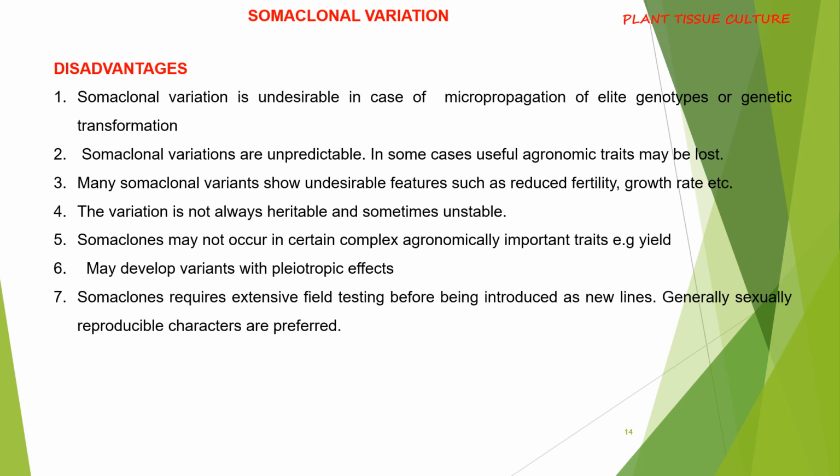Certain somaclonal variations are genetically unstable. These are unpredictable also. In certain cases, somaclonal variations lead to loss of certain important agronomical traits. Somaclones may not occur in certain complex agronomically important traits like yield. Some of the somaclones may have pleiotropic effects.